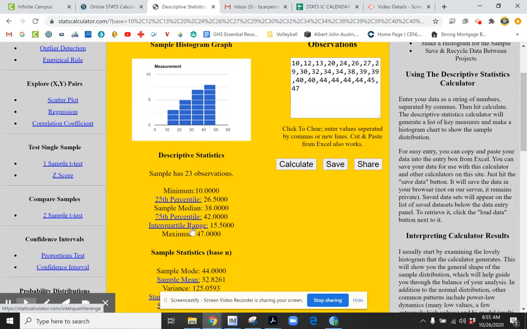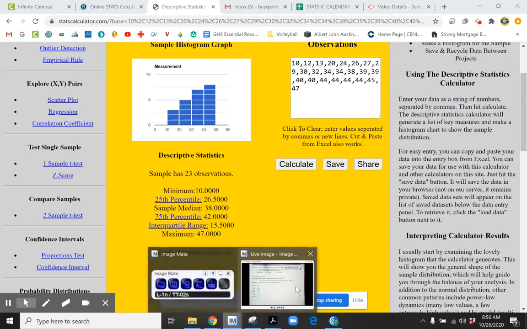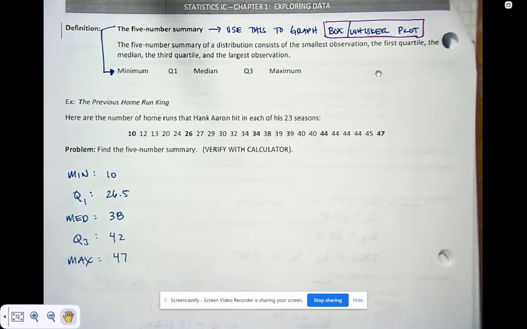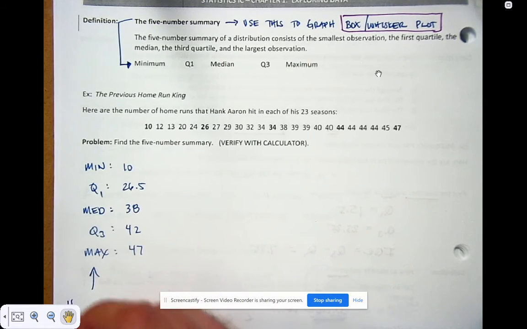We have a min value of 10. We have a quartile 1 value of 26.5. We have a median, which is the middle of the data, at 38. And we have a quartile 3 at 42, skipping IQR and just going to the max value of 47. I have written down what's called the 5-number summary.